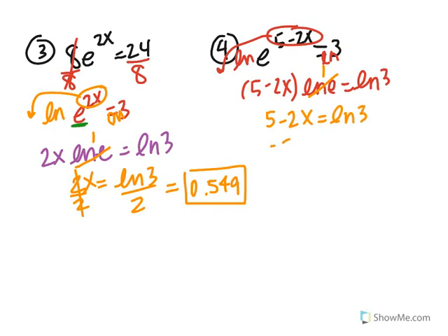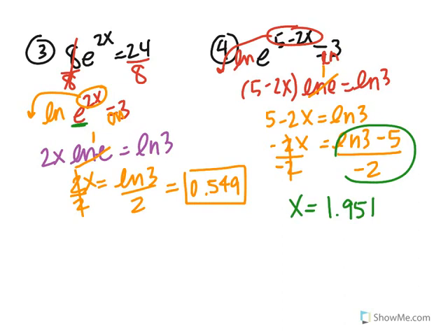So I have negative 2x is equal to the natural log of 3, and I'm going to subtract that 5, because I had to get that 5 over. I'm going to divide by negative 2, divide this whole thing by negative 2, and this is what I'm going to type into my calculator right here. And when I do that, I get 1.951. So try it, see if you do get that. You're going to need parentheses up here when you go ahead and type it in.